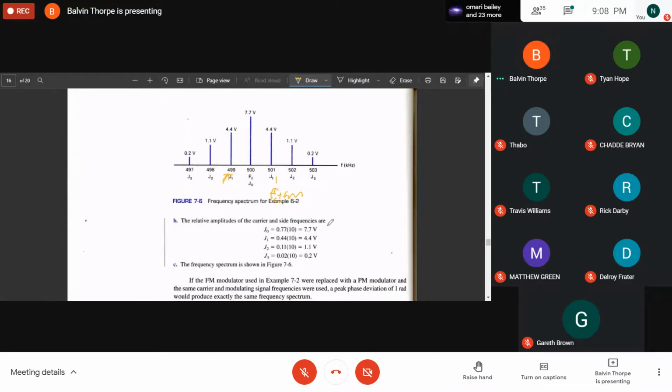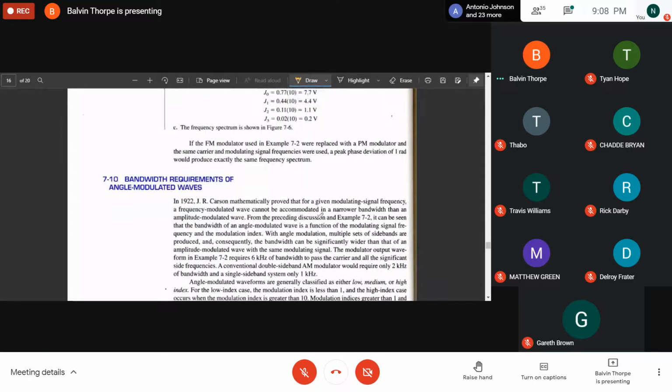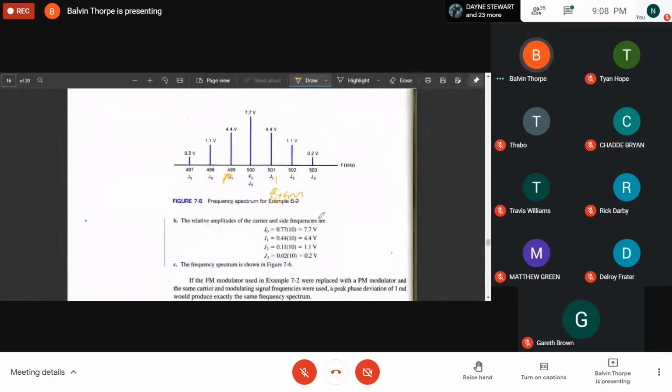Now, for the bandwidth using the Bessel function table, you can see clearly, if you have a diagram, what the bandwidth is. The bandwidth is the upper minus the lower. So in this case, it's 503 kilohertz minus 497 kilohertz, which gives you the bandwidth needed to accommodate all of this: a 6 kilohertz bandwidth. You see that?